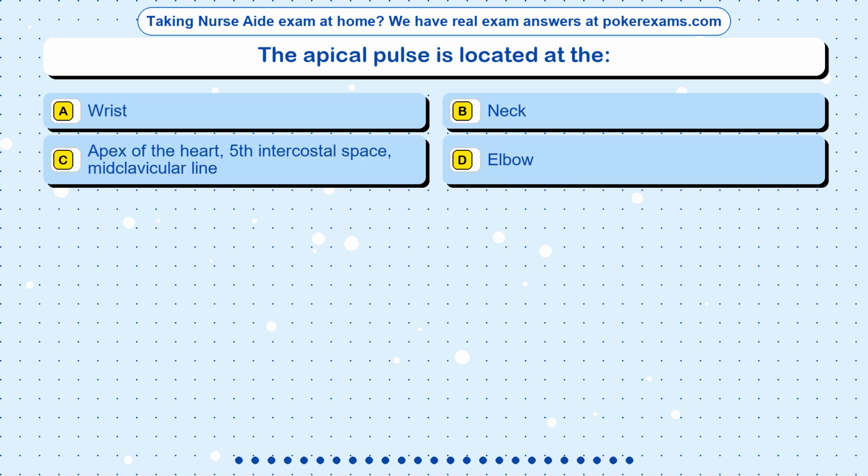Question 20. The apical pulse is located at the: Option A, wrist. Option B, neck. Option C, apex of the heart, fifth intercostal space, midclavicular line. Option D, elbow.